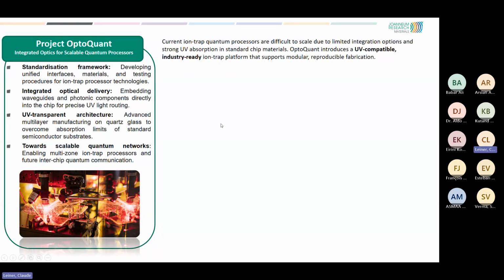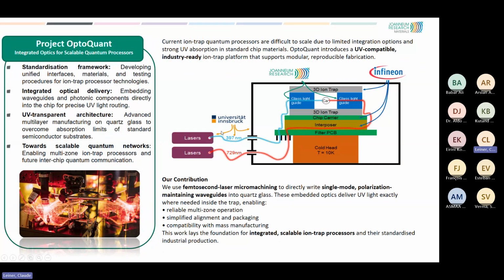And what we did here in the project is obvious. We made this glass light guide architecture. And this is not only one laser, this is more than one laser, because one laser is to trap the ions and other lasers are to manipulate them to get your information out of it to use it as a quantum computer.